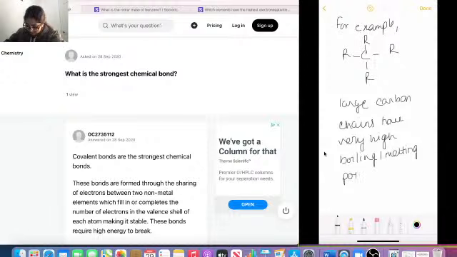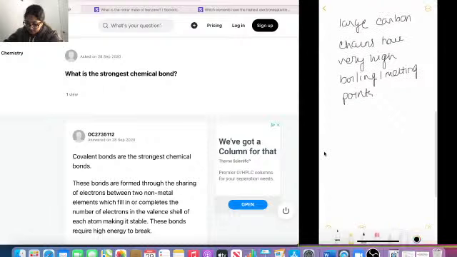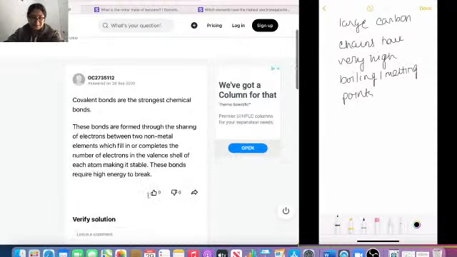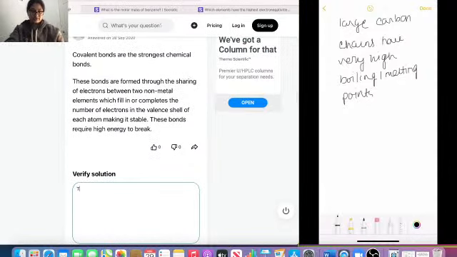Okay, and this is due to the bond strength between carbons and hydrogens and so on, and these are very strong, and it requires a lot of energy to break, basically. Okay, and yeah, so this is correct.